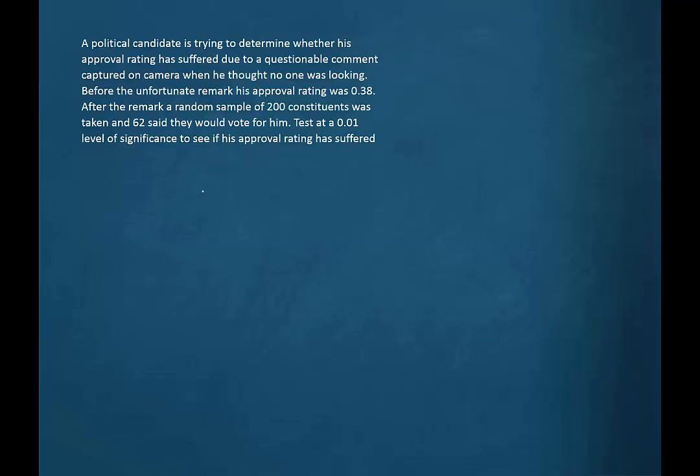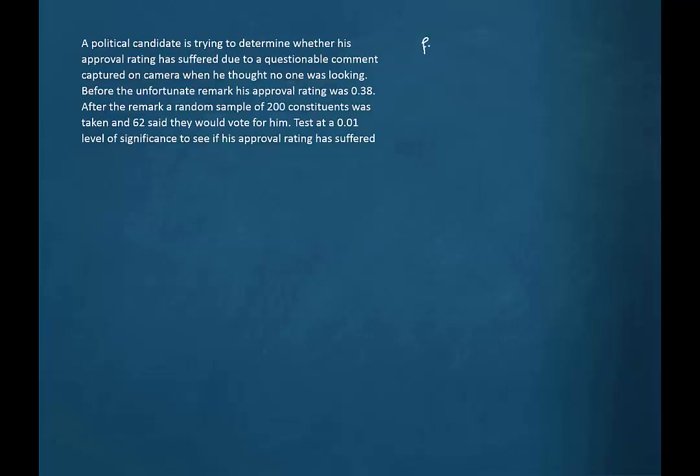A political candidate is trying to determine whether his approval rating has suffered due to a questionable comment captured on camera while he thought no one was looking. Before the unfortunate remark, his approval rating was 0.38. After the remark, a random sample of 200 constituents was taken, and 62 said they would vote for him. Test at a 0.01 level of significance to see if his approval rating has suffered.